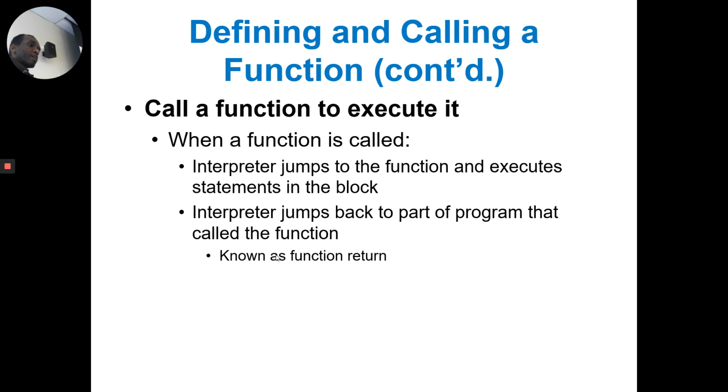So call a function to execute it. When a function is called, the interpreter jumps to the function and executes the statements in the block. Then the interpreter jumps back to the part of the program that called the function, known as a function return.